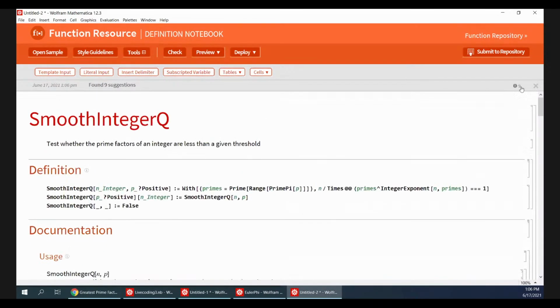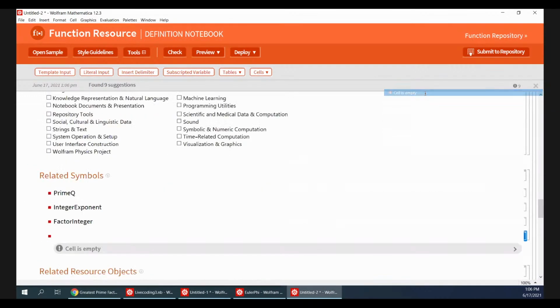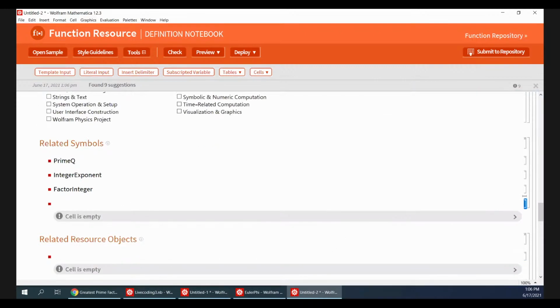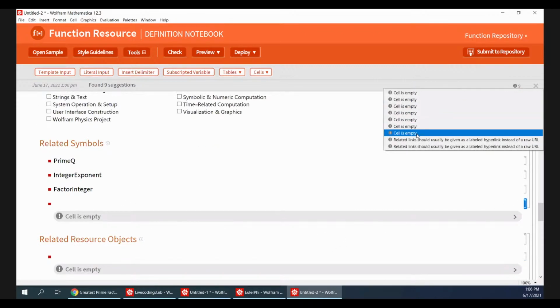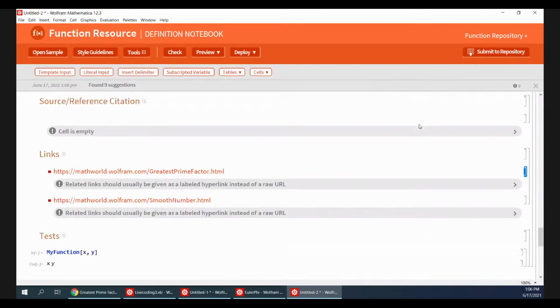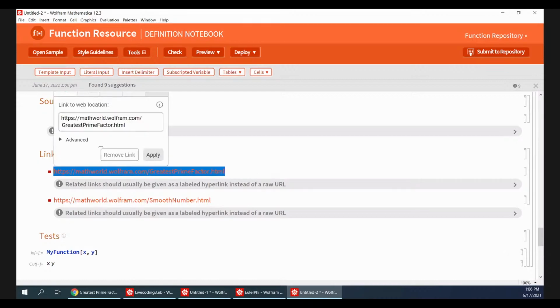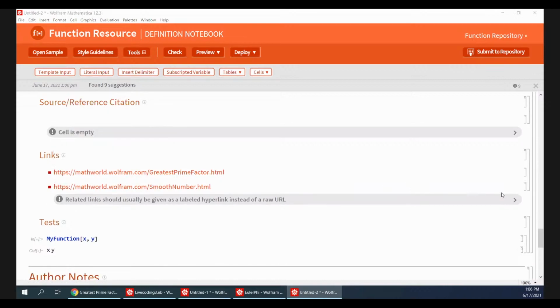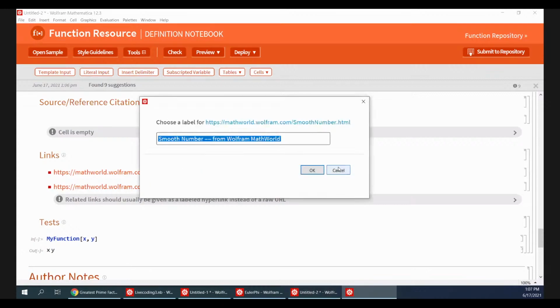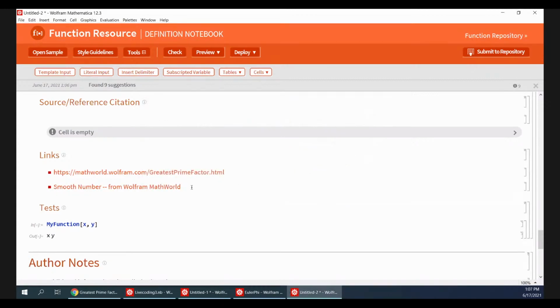So this found 9 suggestions. We've got some empty cells because we didn't fill in everything, so you would delete that if you were actually going to submit this. And we've got some helpful things like related links should be given as a labeled hyperlink. What's really cool about this, go to the little arrow on the right. I did that one manually. Then say convert to labeled hyperlink, and it does it. It grabs the title from the website and formats it according to the URL template.